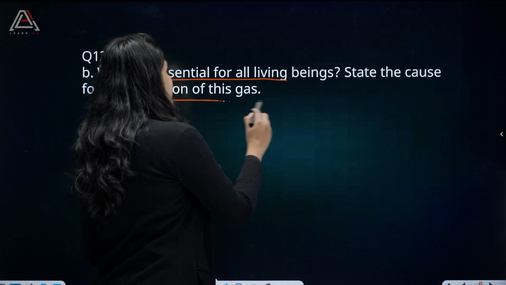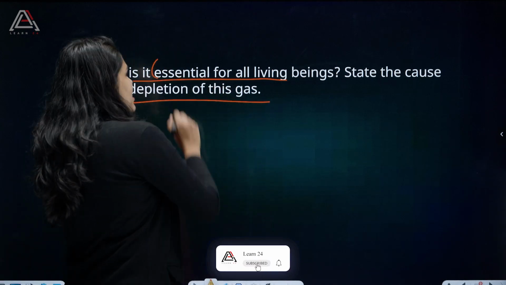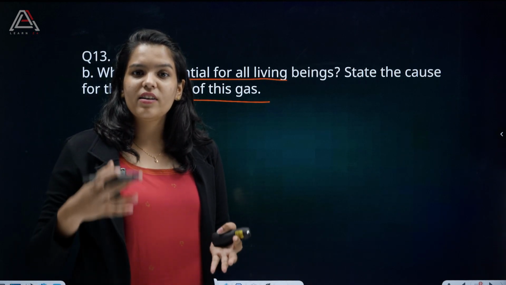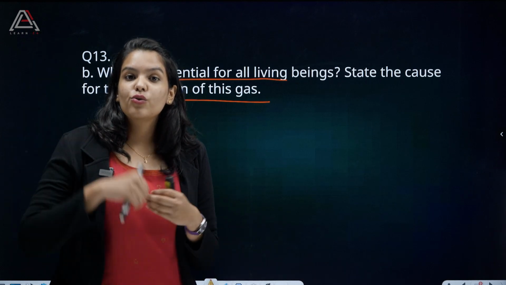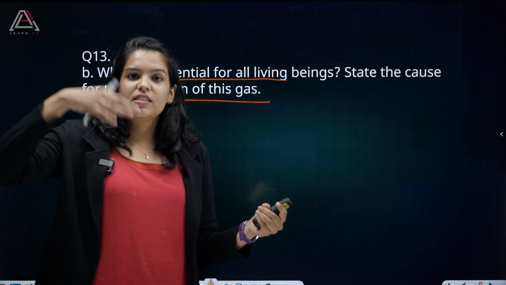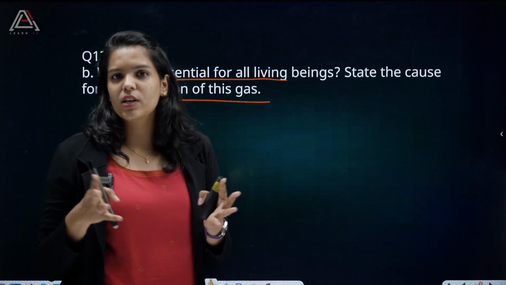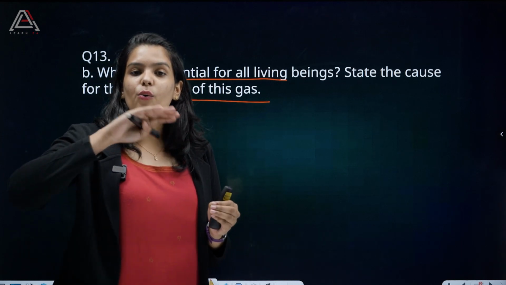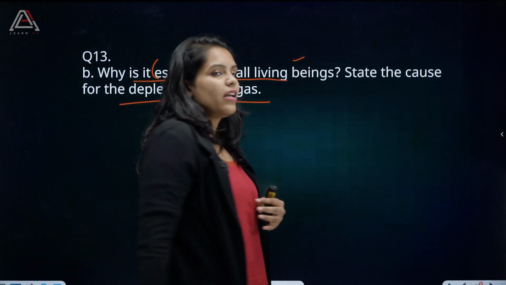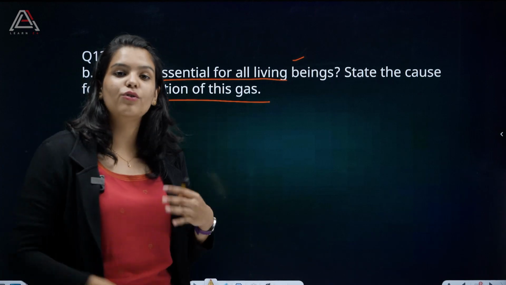Next, the B part of this 13th question is, why is it essential for all living beings, and state the cause for its depletion. There are two parts in this B part itself. The first is, why do we need ozone? Basically to protect us from the harmful UV rays. If the ozone layer is not there, then the direct rays of the sun will be on us and we'll have sunburns. To prevent that, the ozone layer is present in between. So the answer is to protect us from the harmful radiations of the sun.